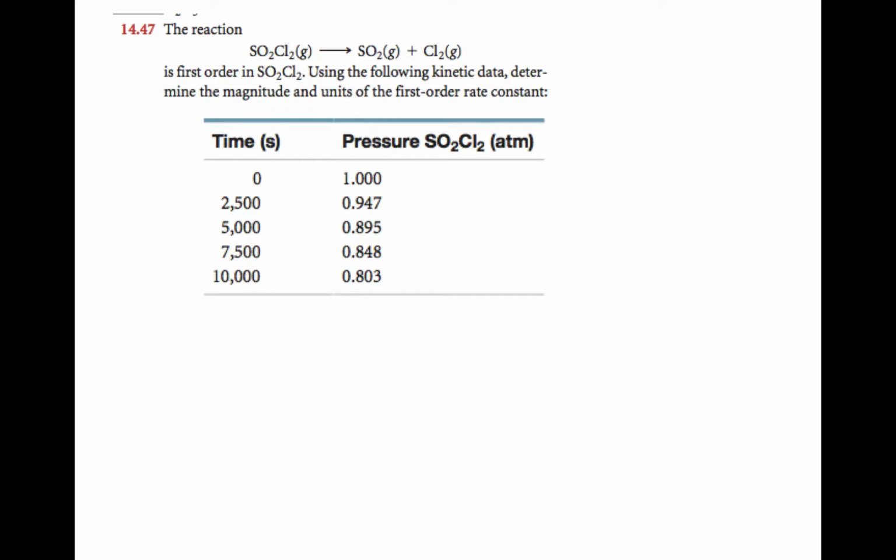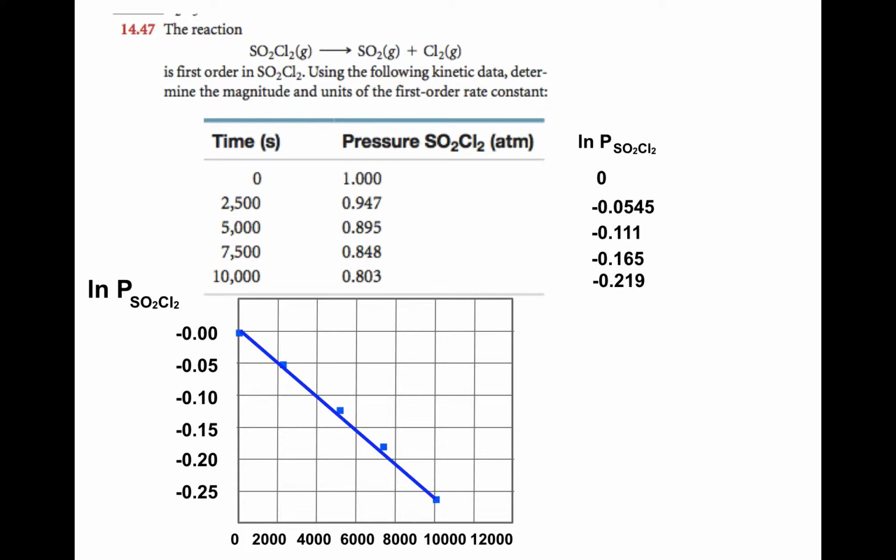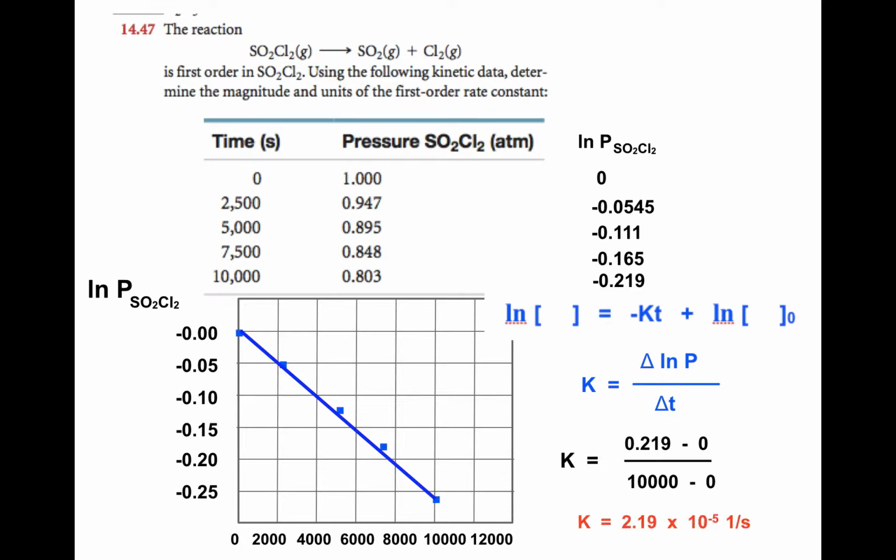the reactant. Using the following kinetic data, determine the magnitude and units of the first order rate constant. All right, so we're plotting pressure versus time. So if they tell me it's a first order relationship, if I take the natural log of those pressures and plot them versus the times that they were taken, I get a straight line with a negative slope. The slope of that line is equal to the rate constant, right, according to the integrated rate law. So take the first point, take the difference between the natural log of the initial pressure and the final pressure, divide it by the change in time, and I get the magnitude of the rate constant.